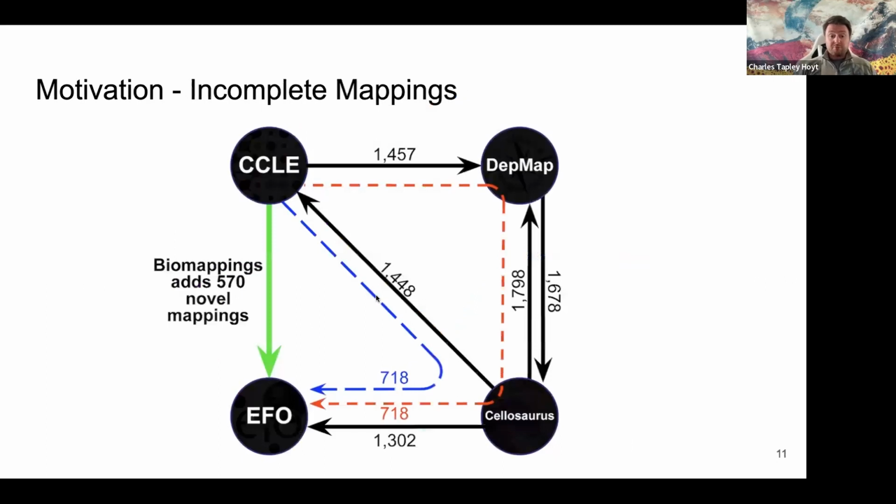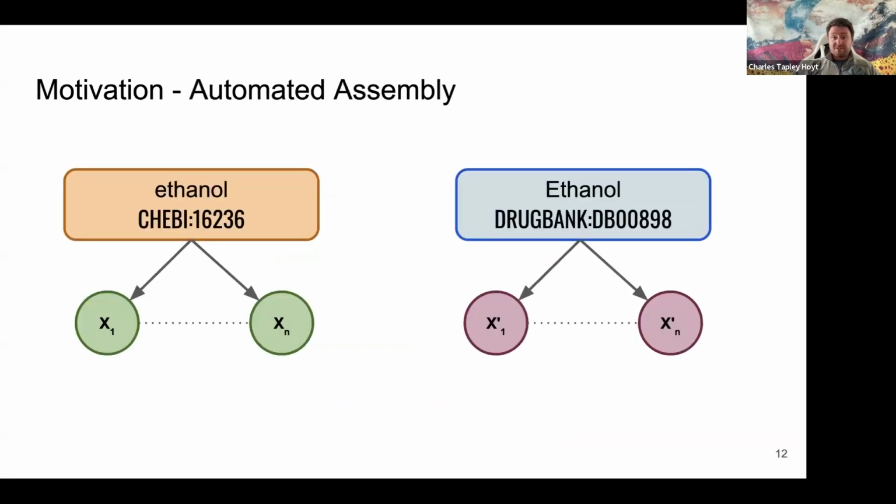A little bit more specific view on this shows the numbers between CCLE, DepMap, Cellosaurus, and EFO. You can add inference to this, and that's still not doing the job. So I'm going to gloss over this slide. So what does this look like in the knowledge assembly world? Let's say we have a database that uses ChEBI terms as its subjects.